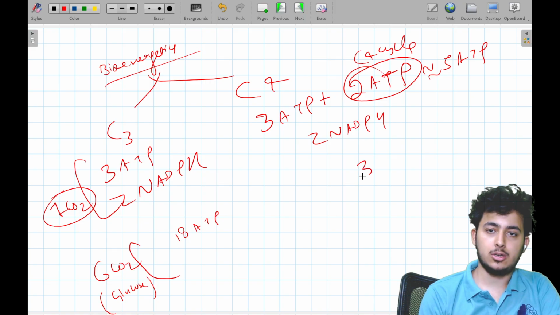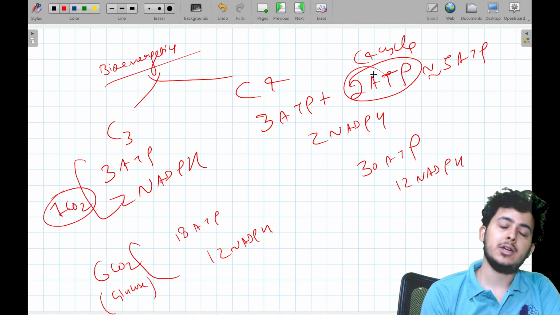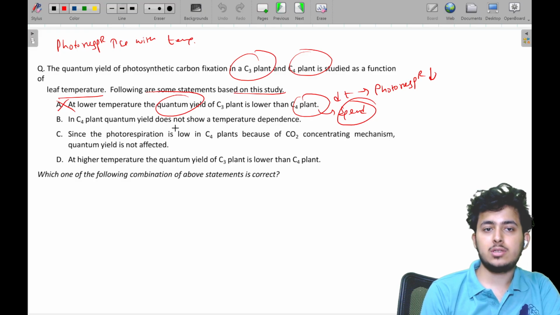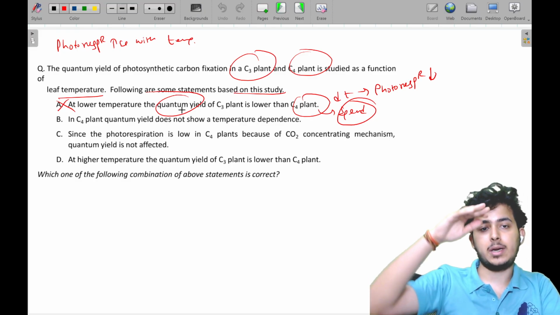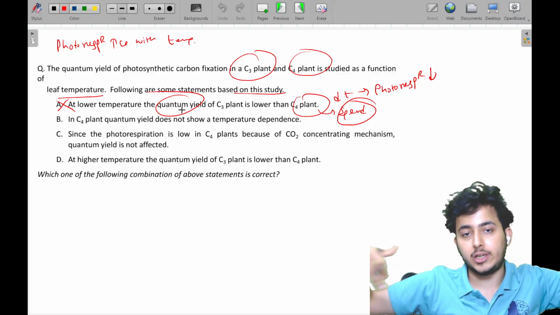This here will be 30 ATP, this here will be 12 NADPH, and here this will be 12 NADPH. Now you can see that C4 plants are spending 2 extra ATPs. Now come back to the question. Quantum yield means that if you're spending a lesser amount of ATP and generating more yield, more food, then that is better.